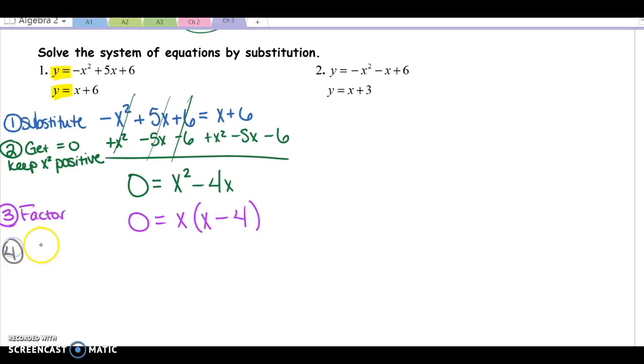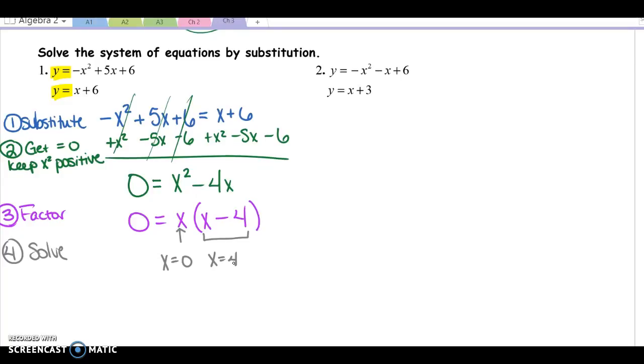Step 4 is to solve. Okay, so 0 equals x times x minus 4. The only way to get 0 is if x equals 0 or if x minus 4 equals 0. If x equals 0, then x equals 0. I know, right? If x minus 4 has to equal 0, what would x be to make that set of parentheses equal 0? Positive 4. So our two x values are 0 and 4.